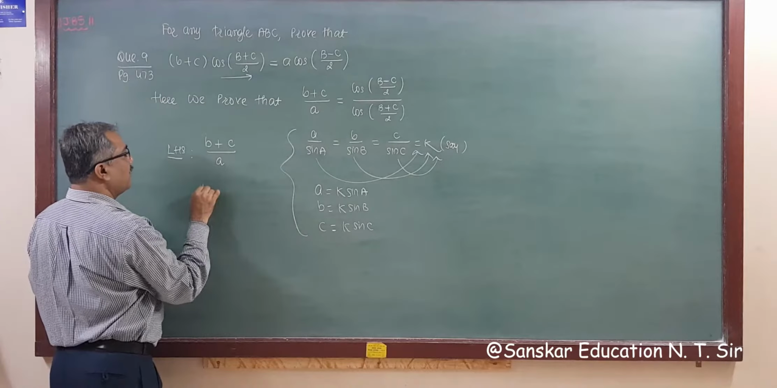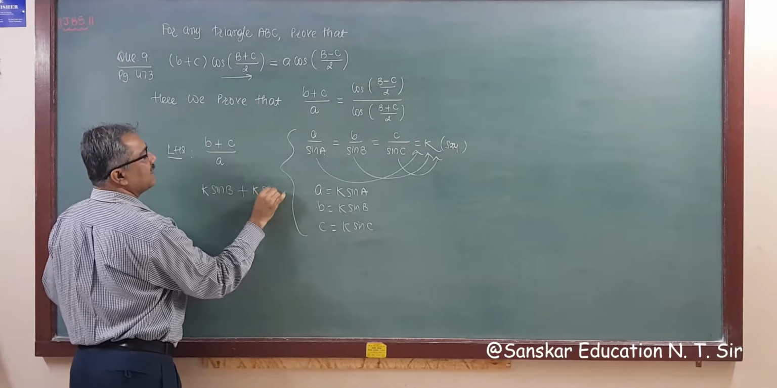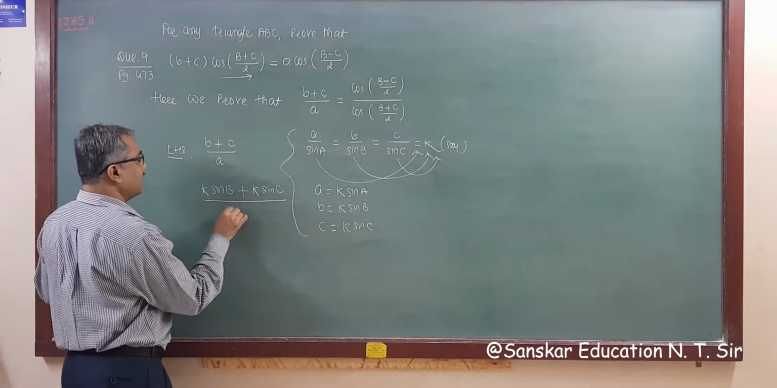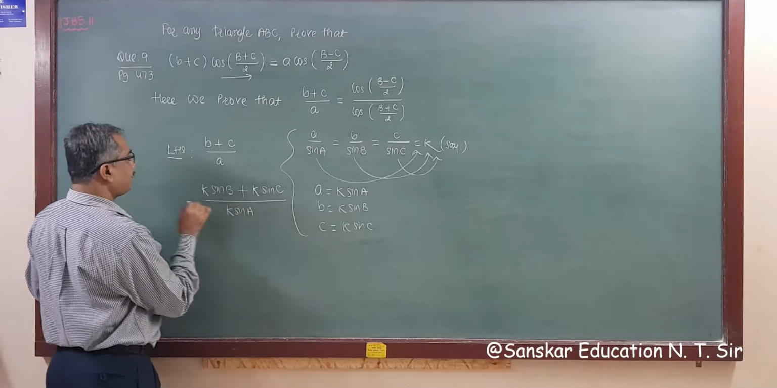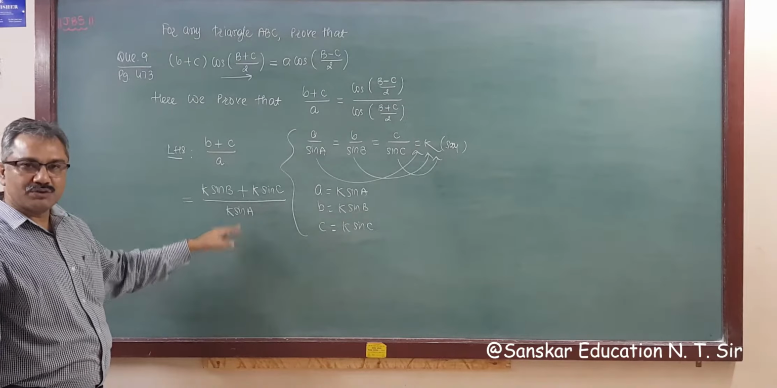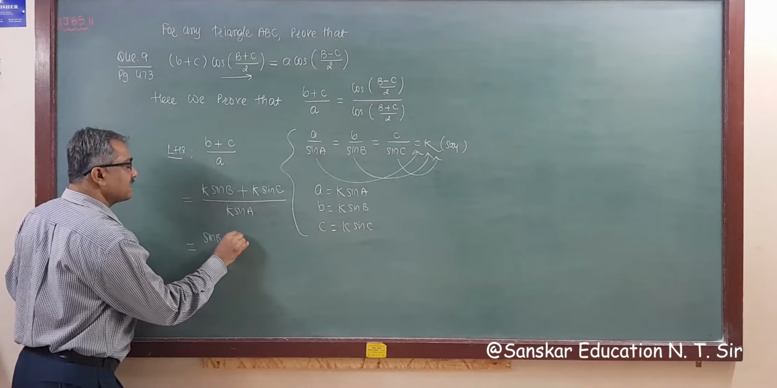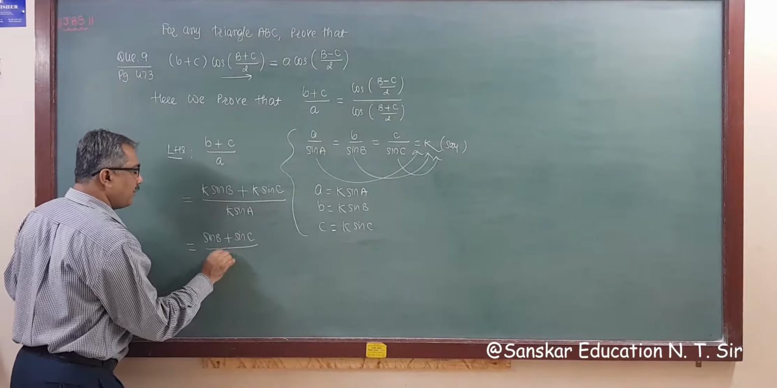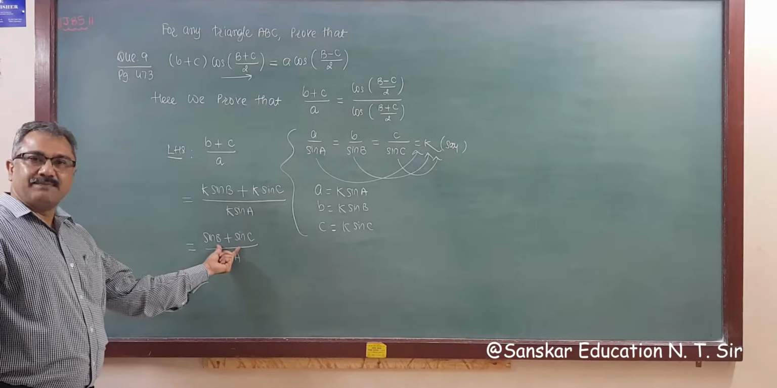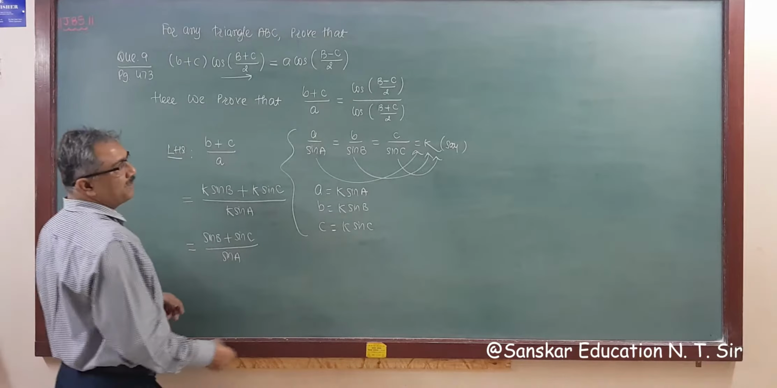So substituting this value, k sine b plus k sine c, whole upon small a is equal to k sine a. Taking k common from the numerator, and there is a k in the denominator also, so that will be cancelled. So remaining will be (sine b plus sine c) whole upon sine a. Now we have the formula for sine c plus sine d, here with b and c.